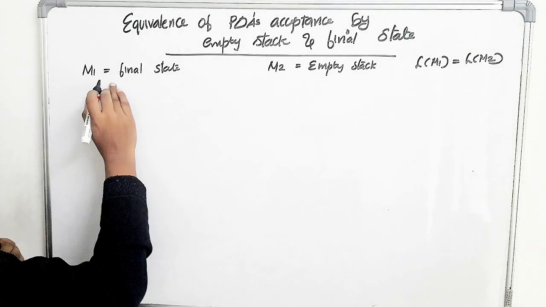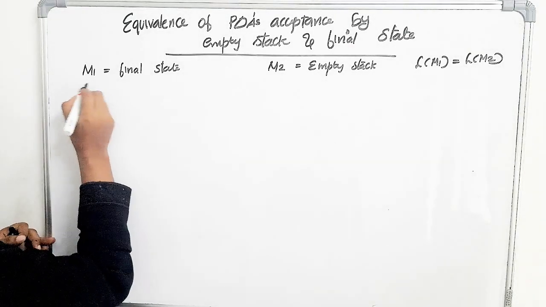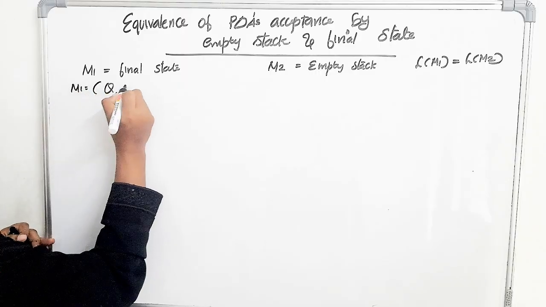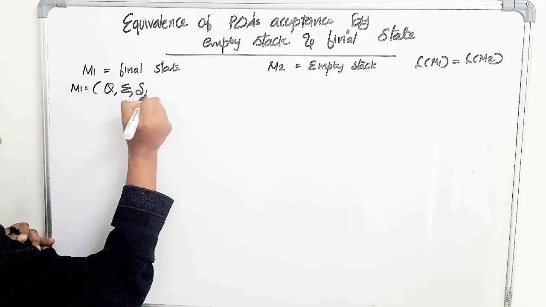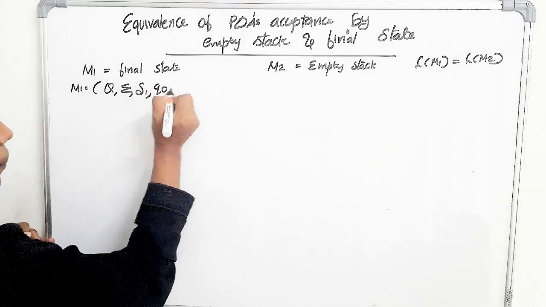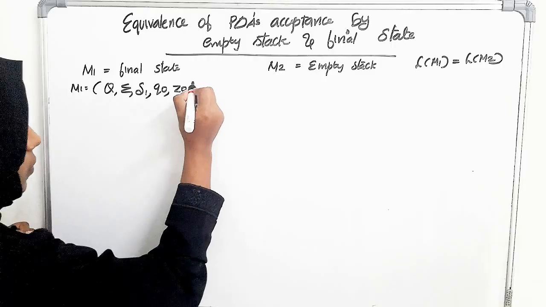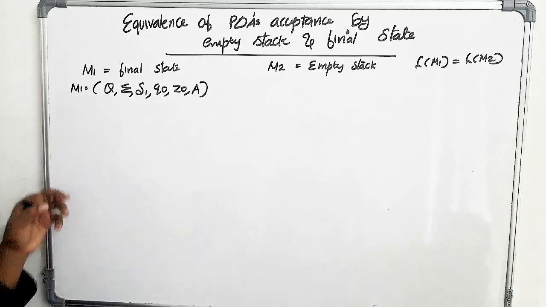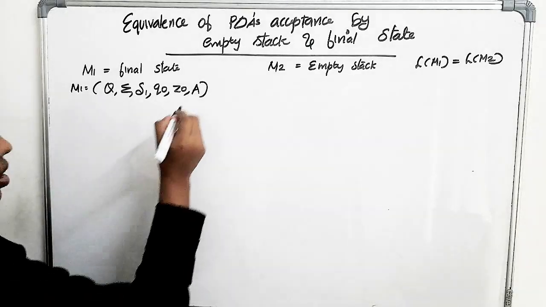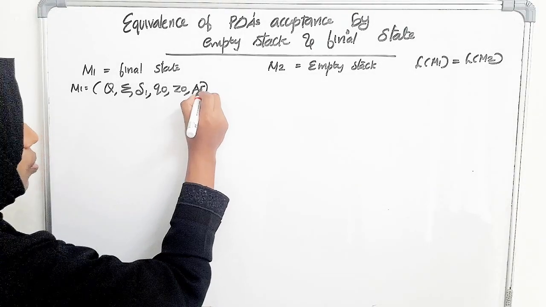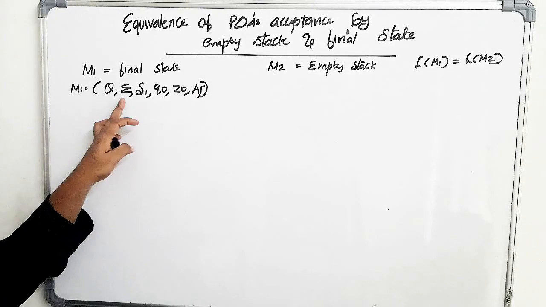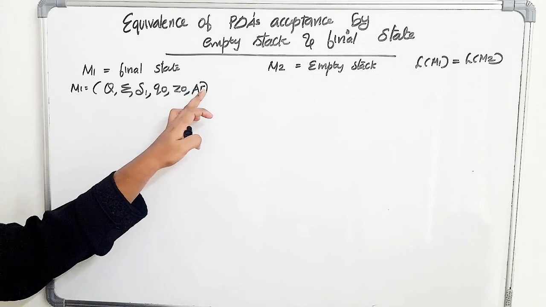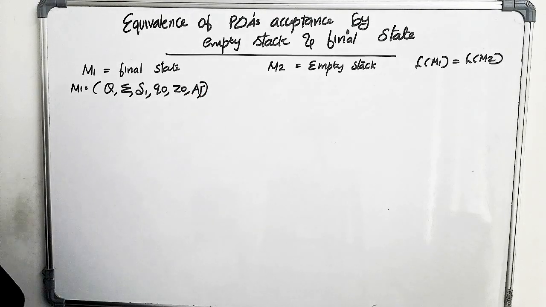So M1 is accepting by final state. So let the tuple of M1 be Q, sigma, delta 1, Q0, Z0, and the set of accepting states. Tau also, because it's a PDA. So Q, sigma, delta, Q0, Z0, the set of accepting states A, and tau, the stack alphabet.